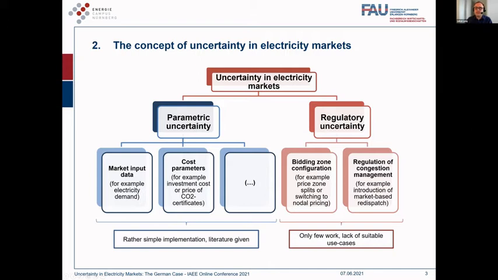There could also be regulatory uncertainty about other things, for example, the regulation of congestion management, such as the introduction of a market-based redispatch system, which is not taking place in Germany at the moment. In this whole part of regulatory uncertainty, there is only little work. Basically, this is due to a lack of very suitable use cases. But Germany can be seen as a suitable use case, and this is why we chose Germany.